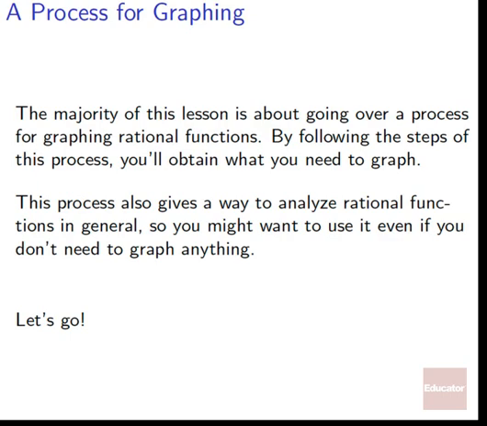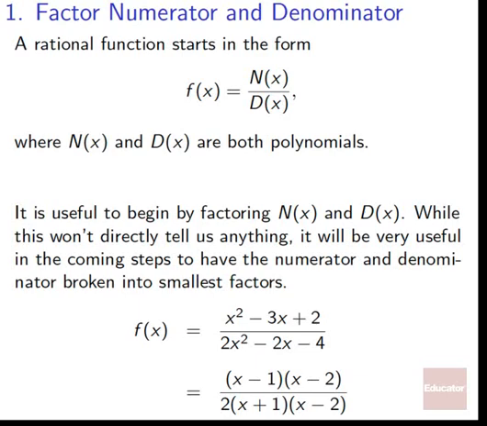Let's go. First step: a rational function starts in the form n of x over d of x, where n of x and d of x are both polynomials, so this is division. It's useful as your very first step to begin by factoring n and d. While factoring the numerator and the denominator doesn't immediately tell us anything directly, it's very useful in the coming steps to have the numerator and denominator broken into smallest factors. A lot of our steps are going to revolve around having these things already factored, so it's something to get out of the way right from the beginning.